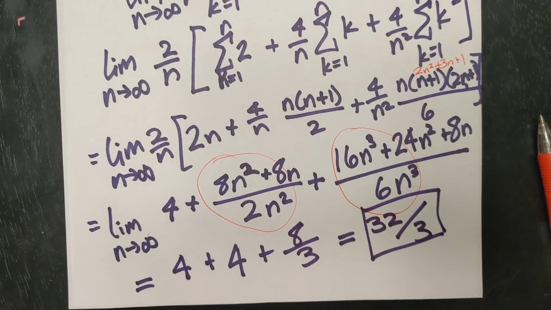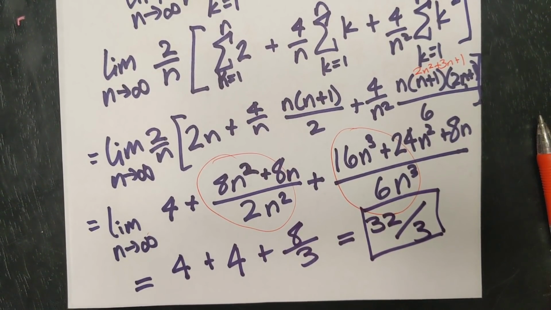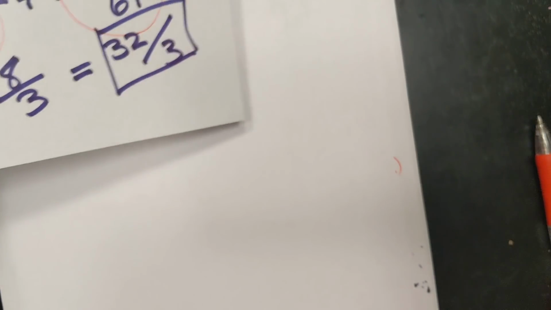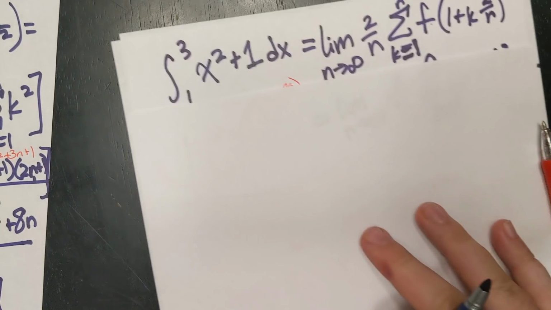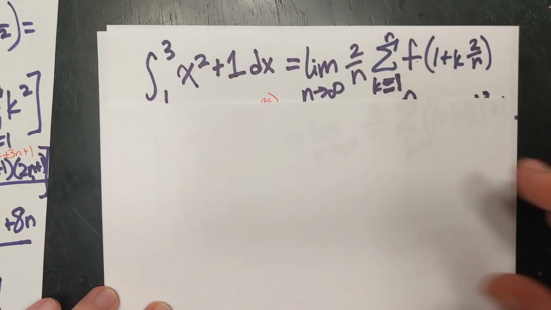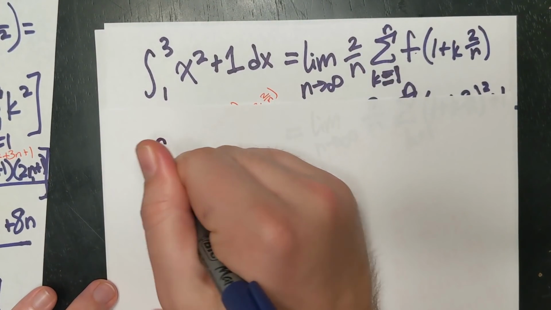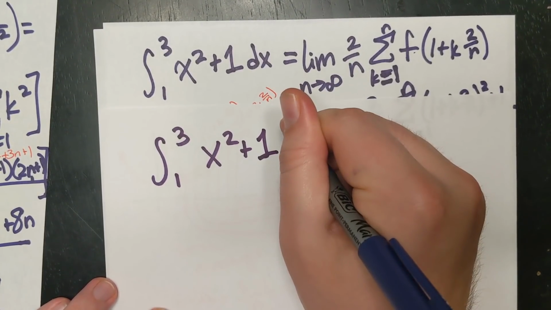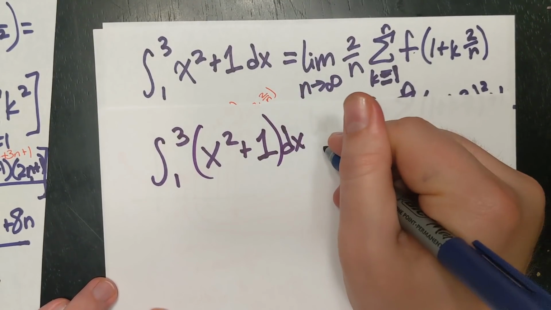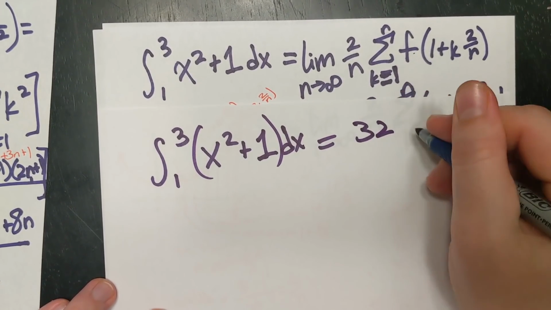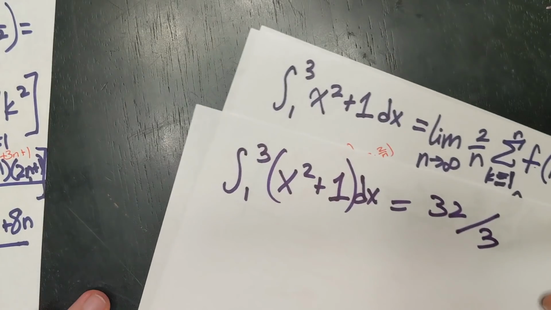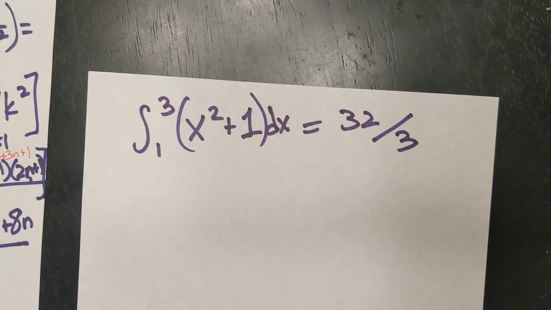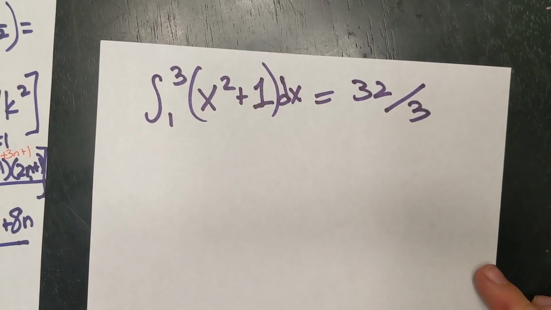Okay, so we just did a whole lot of work to show that the integral from 1 to 3 of x squared plus 1 dx comes out to be 32 over 3. That's what we just showed. Now, to check this, we're going to check it with the evaluation theorem.